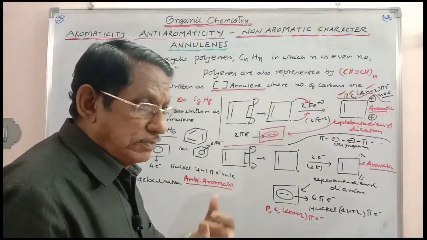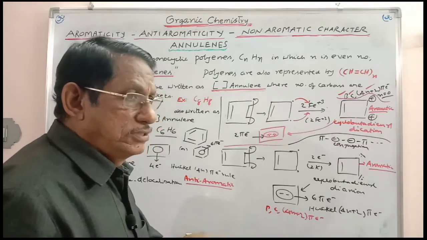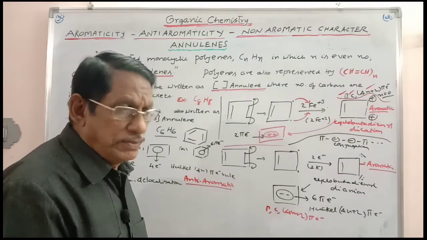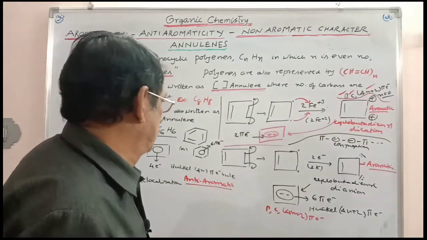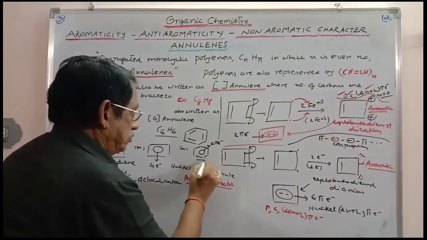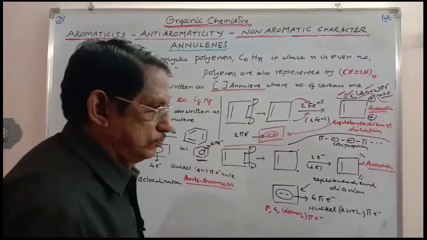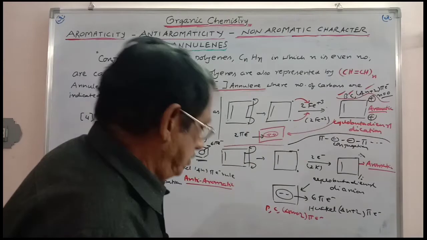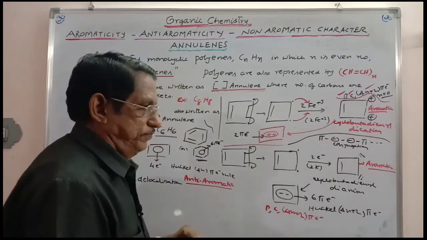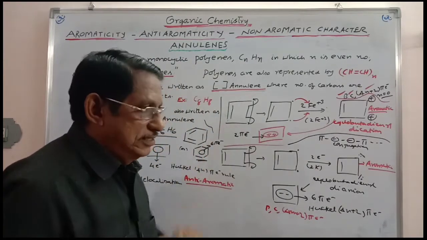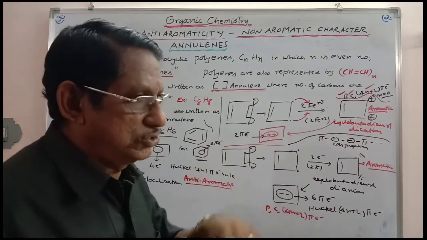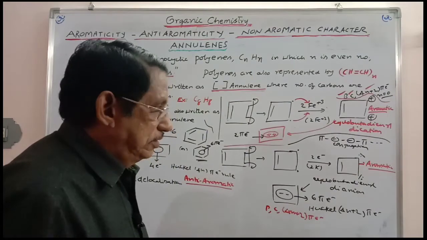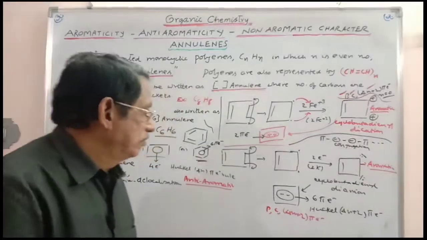Whatever properties are exhibited by benzene, if a compound satisfies those properties, that is certainly aromatic. The property aromatic is born from benzene, and so benzene is aromatic. So this is the old example. Now let us consider other annulenes, like C8H8, C10H10, C12H12, and higher annulenes, and we will check the aromatic character there. Please note it.